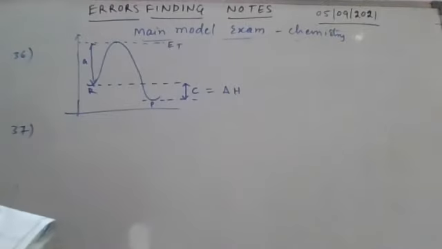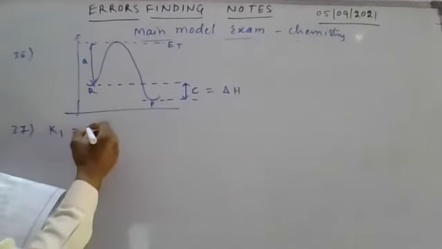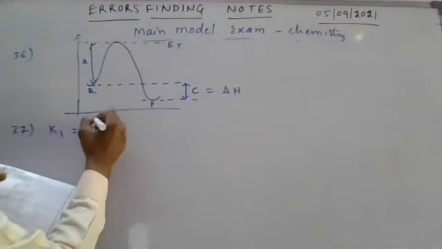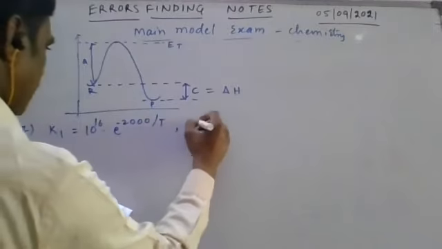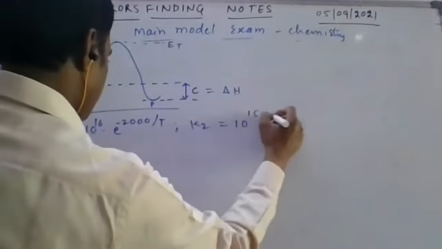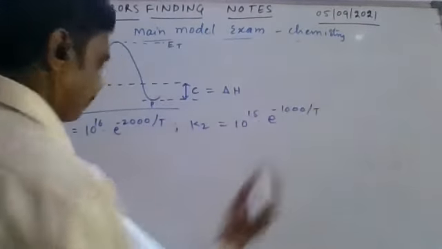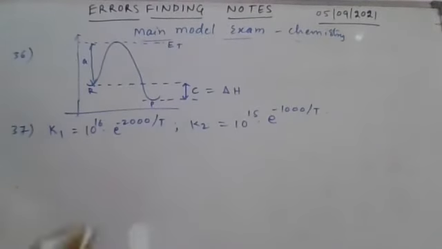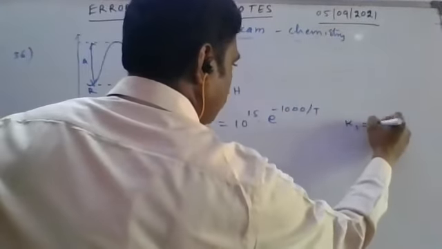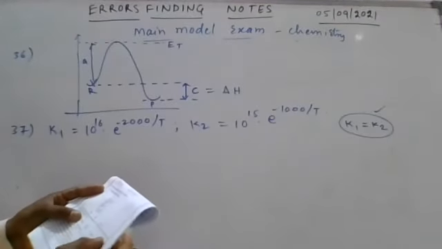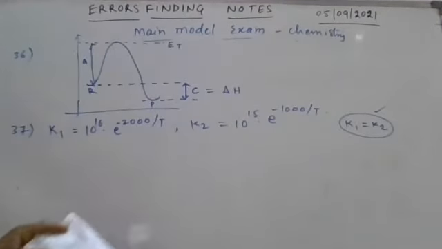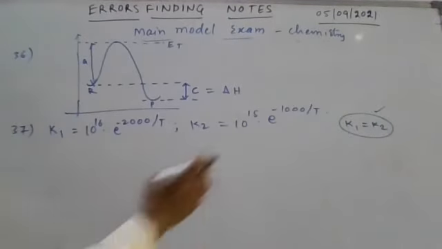Question number 37. Here K1 rate constant expressions at two different temperatures are given: K1 is 10 to the power 16 into e to the power minus 2000 by t, and K2 is given as 10 to the power 15 into e to the power minus 1000 by t. One more relation is given in the question, K1 is equal to K2. Check it. The temperature at which K1 is equal to K2 is asked.